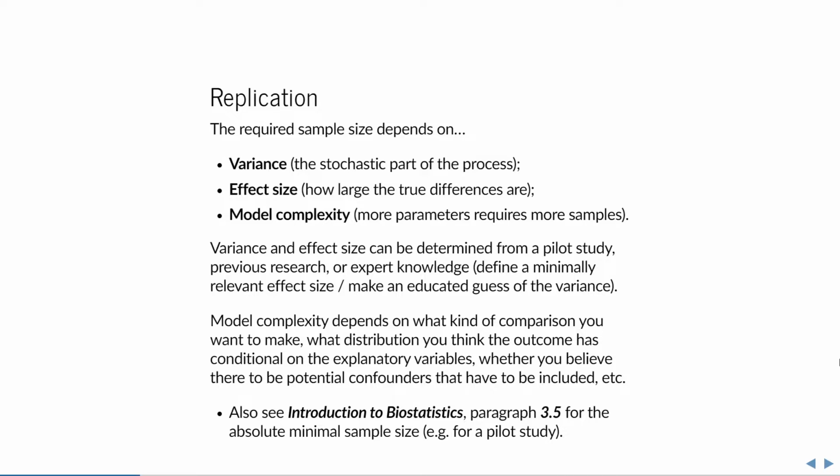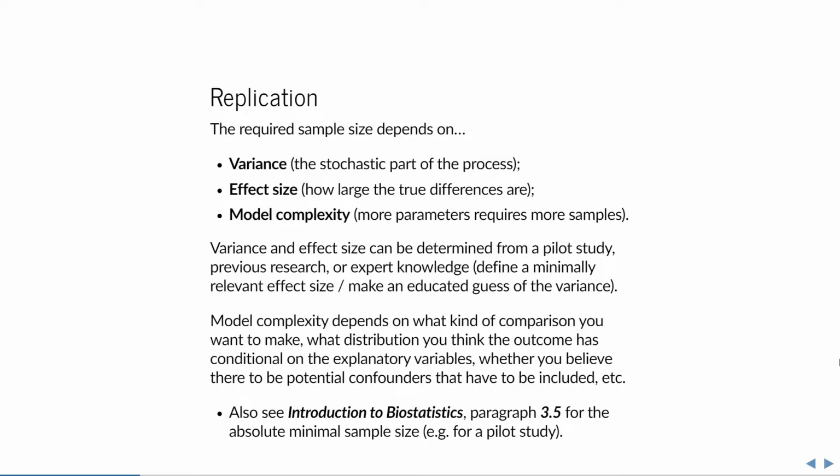So for example, if you don't know how large the differences in the population are, you can still define a minimally relevant effect size within the context of your research. And then you can simulate what the appropriate power would be given that effect size. And of course, if you're an experienced biologist, maybe you're able to make an educated guess of the variance, even if you don't have data on it.